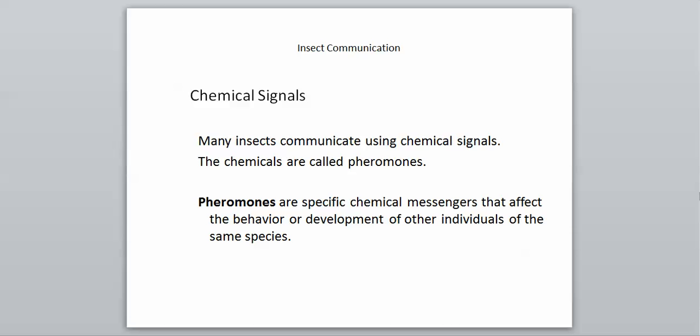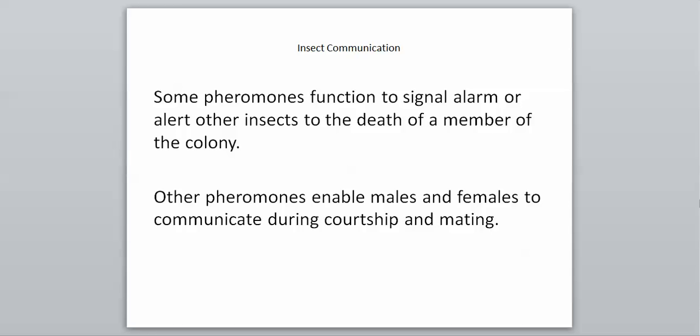So a lot of insects can release these pheromones, and it can induce different behaviors depending on what the pheromone is. Some pheromones will function to signal alarm or alert other insects to the death of a member of the colony. So it can serve as a, holy cow guys, watch out, one of the guys is dead, so someone might be coming after you. And other pheromones will enable males and females to communicate during courtship and mating. So again, it's going to come back to a lot of trying to find a mate when we talk about insect communication.